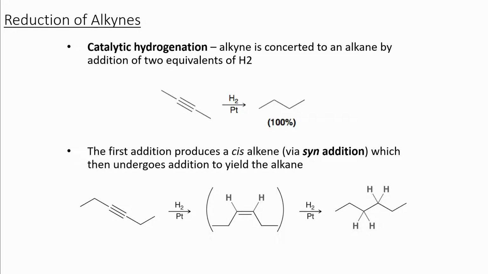The first addition will produce the cis-alkene via syn addition, and then a second equivalent of hydrogen will reduce the alkene down to the alkane.